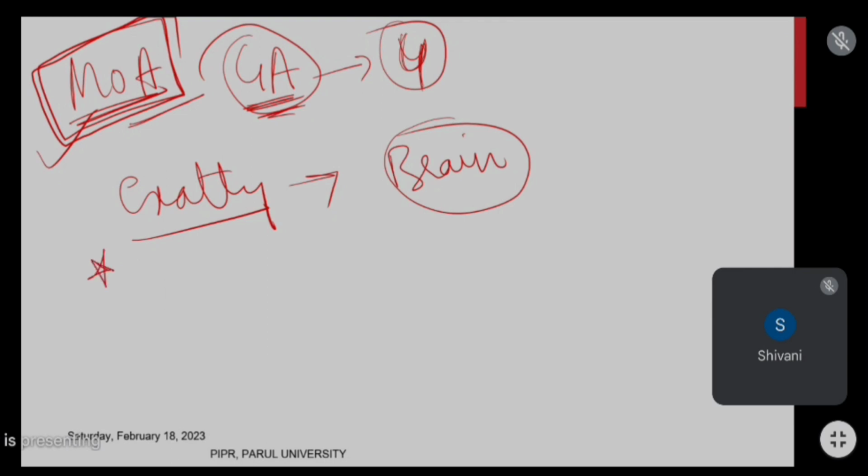Number 1, first mechanism of action of general anesthesia is, see, general anesthetics will increase the GABA activity in brain.